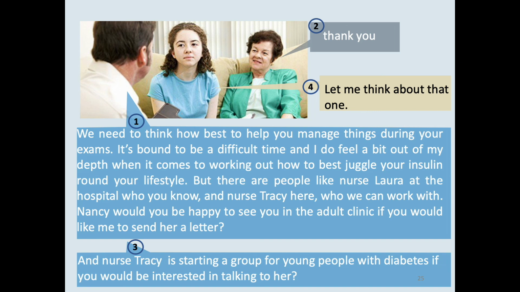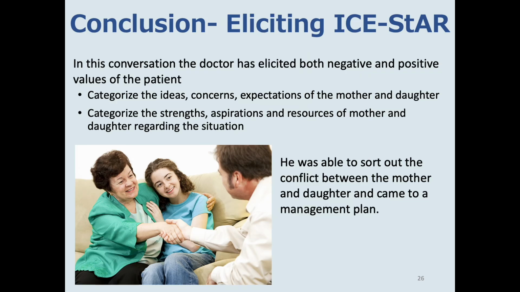In this scenario, as this patient is a teenager, it is important to give her some time and provide some options to come up to sort out her problem. In this conversation, the doctor has elicited both negative and positive values of the patient, like categorizing ideas, concerns, and expectations of mother and daughter, and categorizing the strengths, aspirations, and resources of mother and daughter regarding the situation. And he was able to sort out the conflict between the mother and the daughter and came to a management plan.